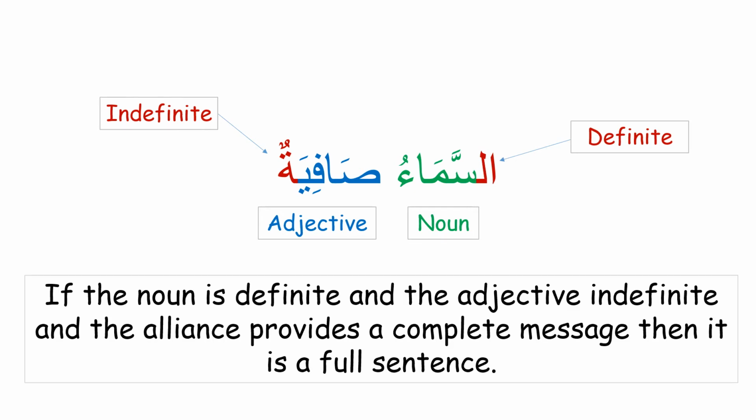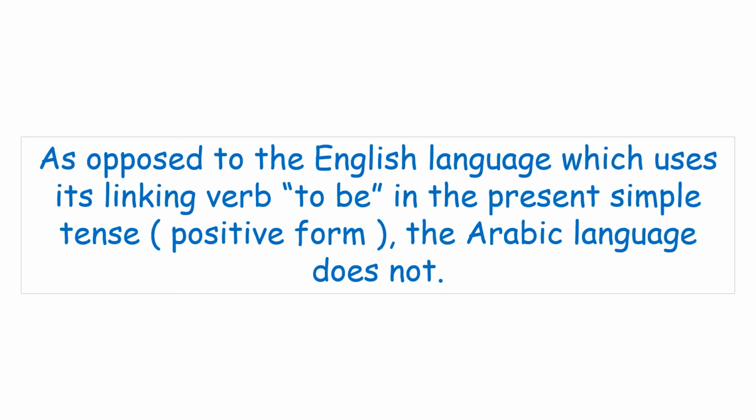So by and large, when it comes to noun-adjective sentences in Arabic, discard your English speaker's reference point, which is the verb to be, and keep your eyes only on the disagreement in terms of definiteness between the noun and the adjective. If the noun is definite and the adjective indefinite, and the alliance provides an intelligible message, then it is a complete sentence. Look no further. Accordingly, our new rule is, as opposed to the English language, which uses its be verb in the present simple positive form, the Arabic language does not.